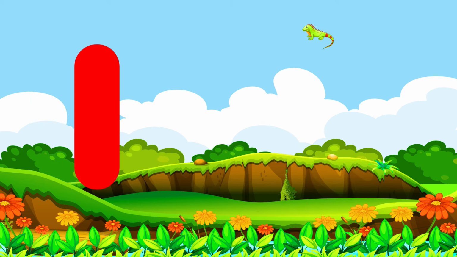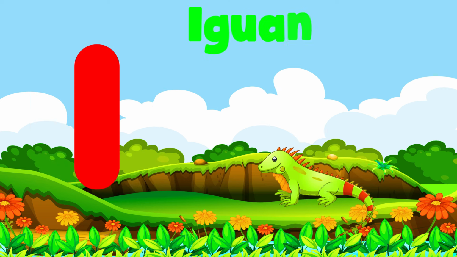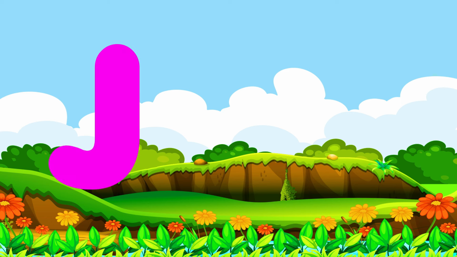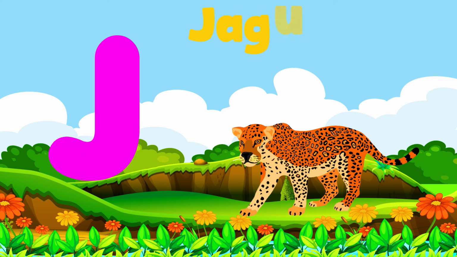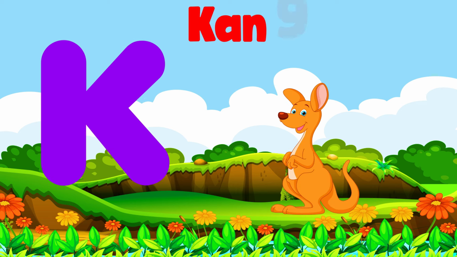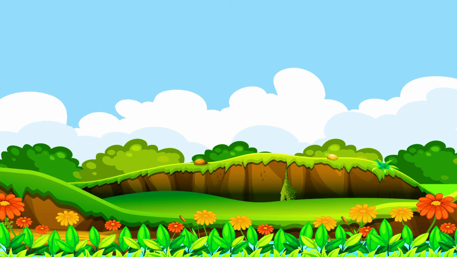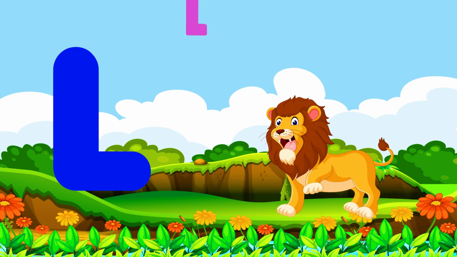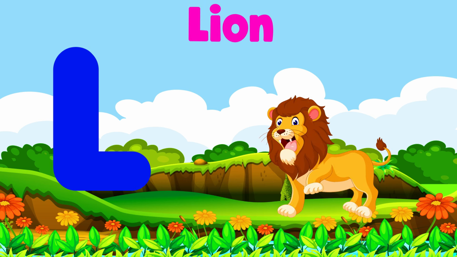I is for iguana. I, i, iguana. J is for jaguar. J, j, jaguar. K is for kangaroo. K, k, kangaroo. L is for lion. L, l, lion.